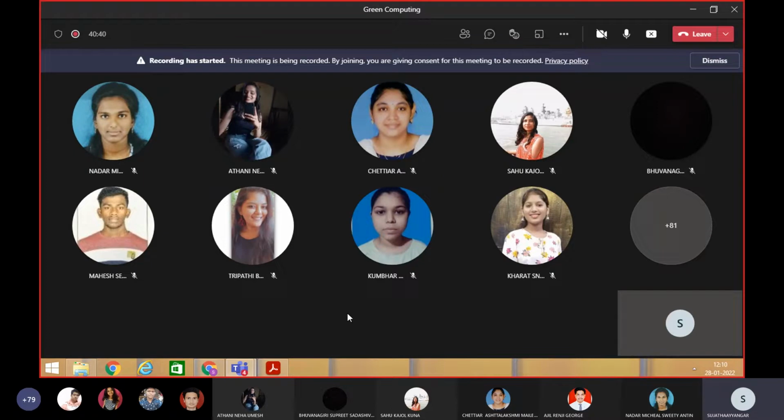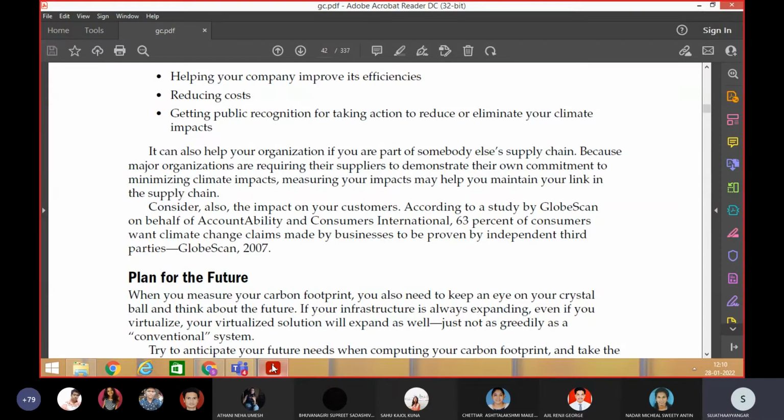So here also, accountability means the company must measure. They must have the carbon footprint percentage. They have to have this compulsorily. That is one thing. So it can also help your organization.